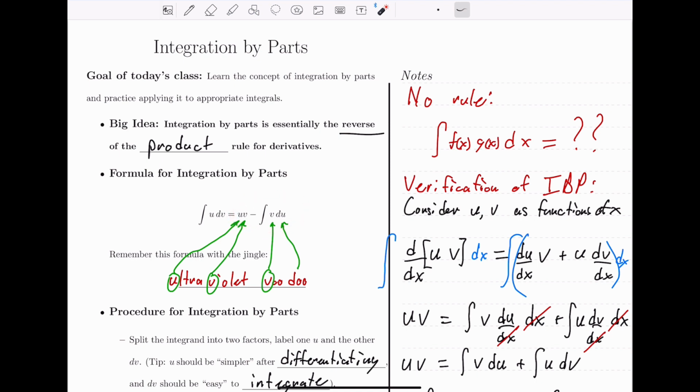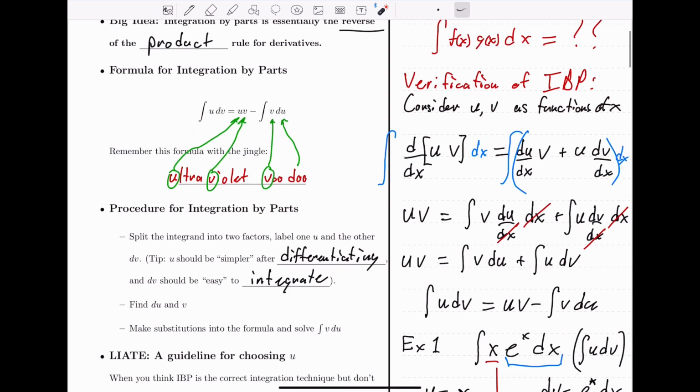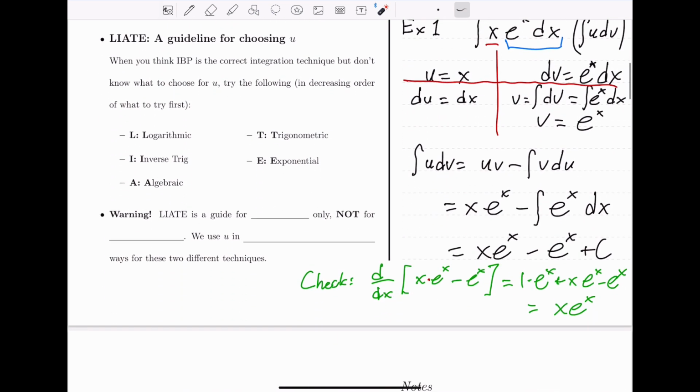But how do we start? How do we choose which portion of the integrand will be u? Well, we have a handy little guideline here called LIATE. This acronym helps us to determine which function we should pick for u. This is not a hard and fast rule. This is not guaranteed to work in every situation. But for most of the problems we see in Calculus 2, following this guideline for integration by parts will be effective.